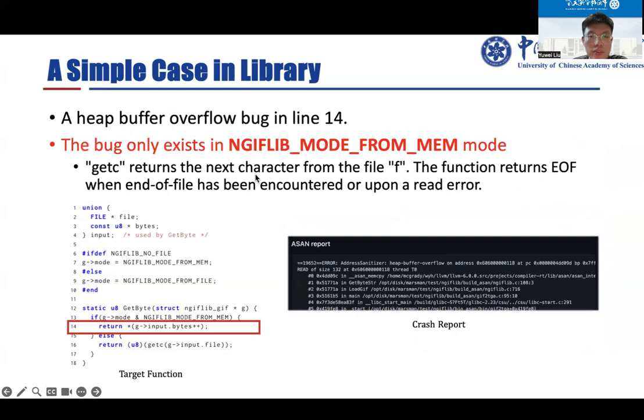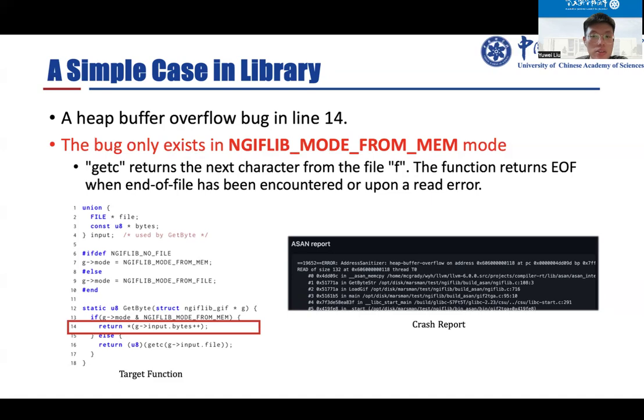Through this fuzzing harness, we can quickly trigger a crash, which is a heap buffer overflow in line 14. Both the memory and file modes in the getByte function don't check the boundary, but this bug only exists in the memory mode, because in the file mode, which is the default mode, getByte calls getC to read a byte from the file, which returns the end of file when there is no more data in the file.